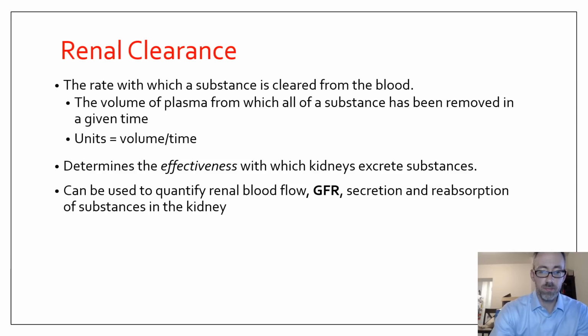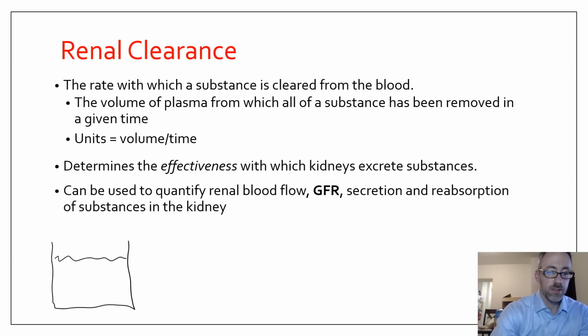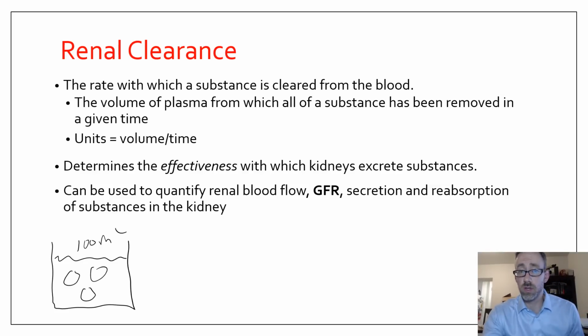So for example, imagine I have a beaker here, and I fill that up with 100 mLs of blood. And those 3 circles represent some solute that's dissolved in the blood. Now remember, the kidney is going to take in a certain volume every minute. Let's say that was 100 mLs per minute, which is pretty close to the GFR, right? So 100 mLs.